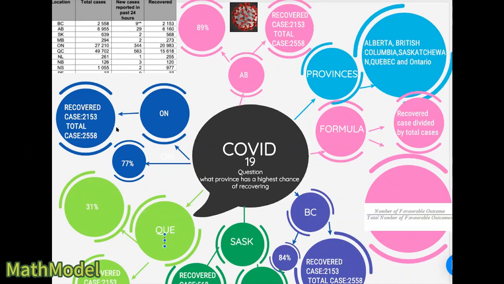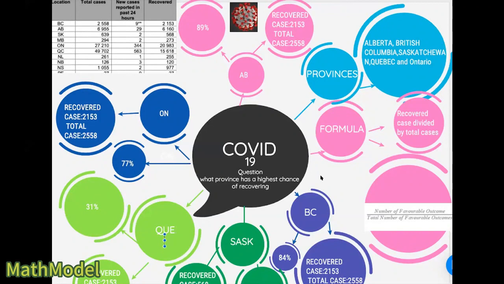For Ontario, the amount of recovered cases is 2,153 and the total cases is 2,558. So it'd be about 77%. And for Alberta, finally, the total recovered cases is 2,153, and the total cases right now are 2,558. So there's an 89% recovery rate. And that's it.